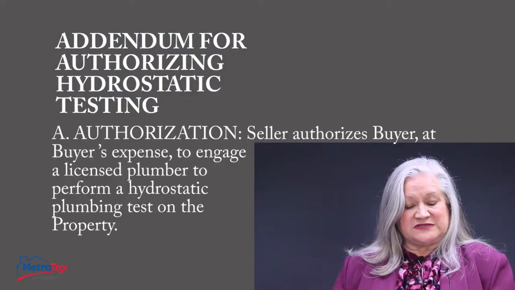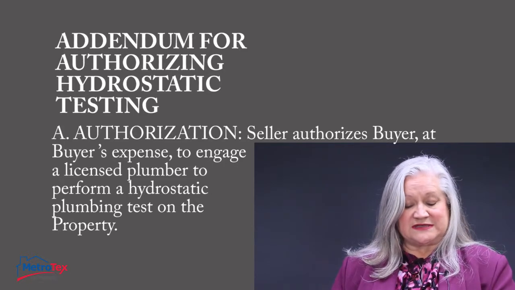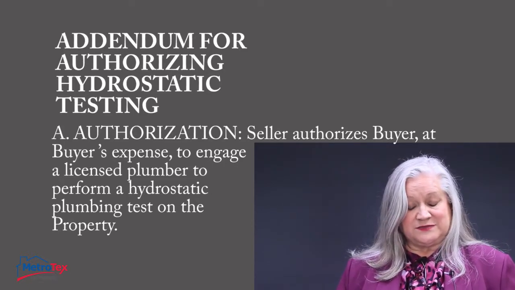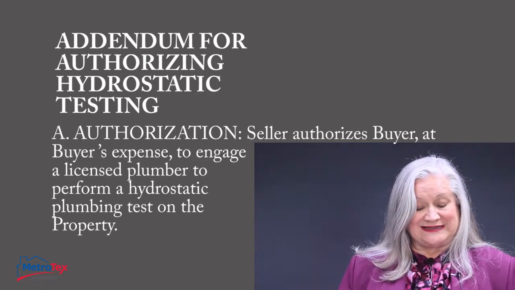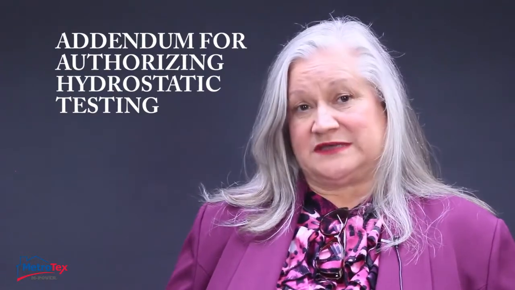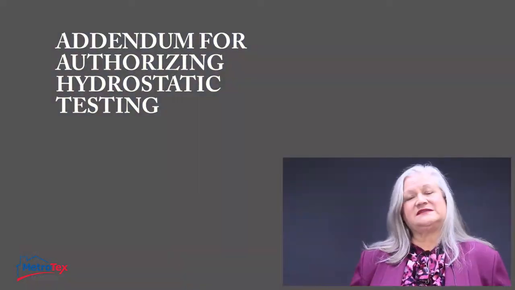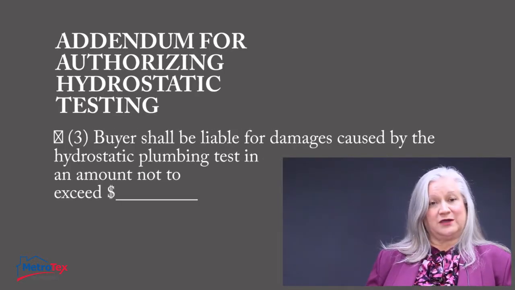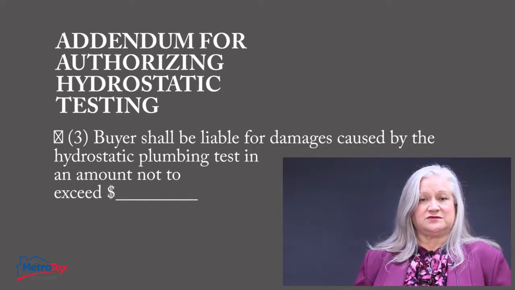It also says authorization. This is the authorization. Seller is authorizing the buyer at their expense to engage a licensed plumber to perform the hydrostatic test on the property. All right, so the allocation of risk. Now this talks about if something should happen, who's going to pay for that? So it says the seller will pay, or the buyer will pay, or they will share in an amount not to exceed. So there's a cap.